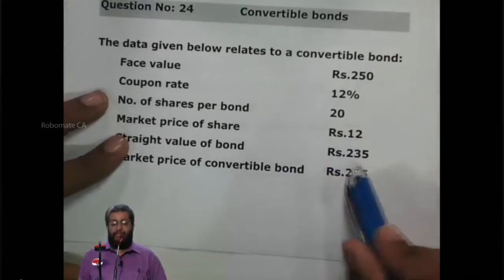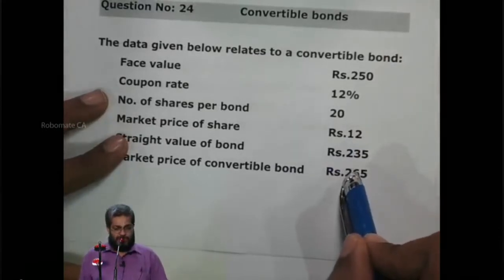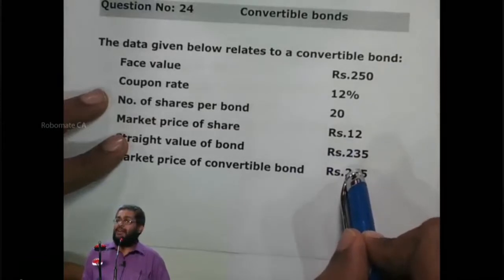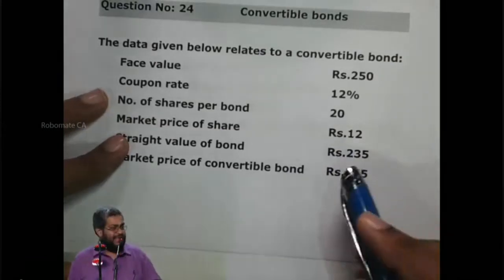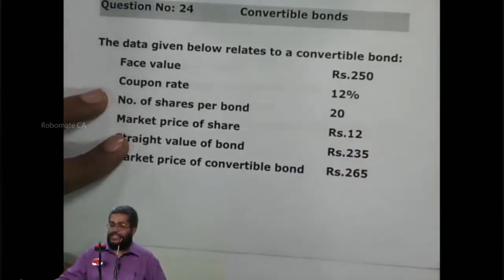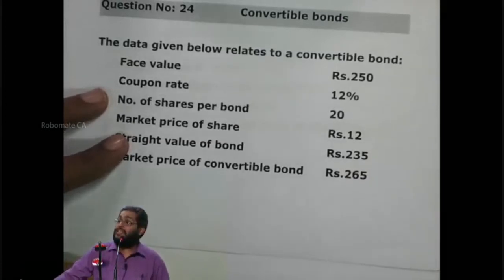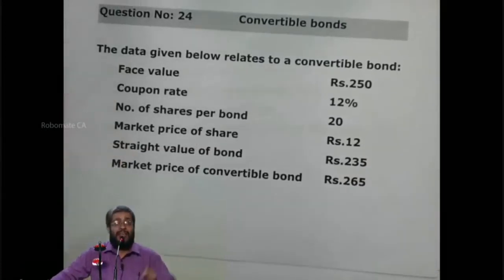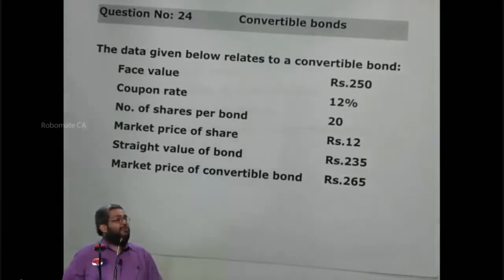Downside risk. Now I pay 265 rupees and buy a convertible bond. Yes or no? Suppose the share attached to that bond becomes worthless. The company is performing very badly. The share is now trading in the market at 0 rupees. If you buy an equity share, I pay 240 rupees, buy an equity share and the share becomes worthless. What is my wealth? Zero.